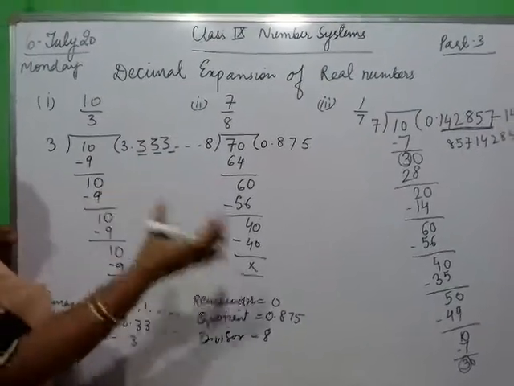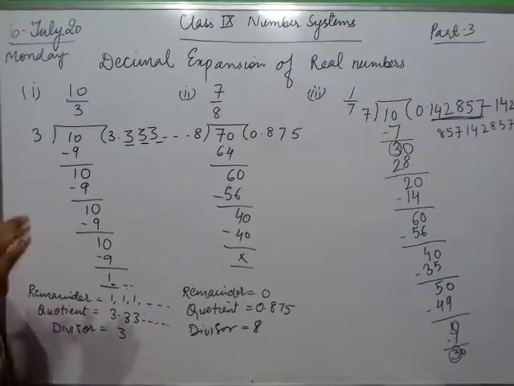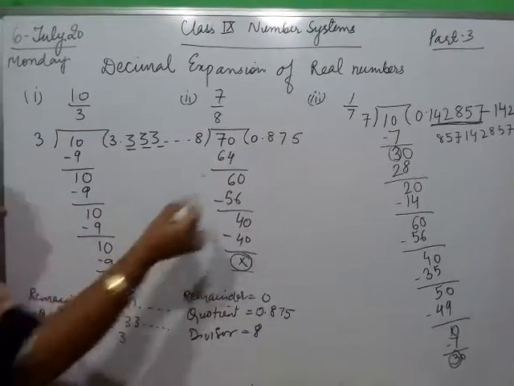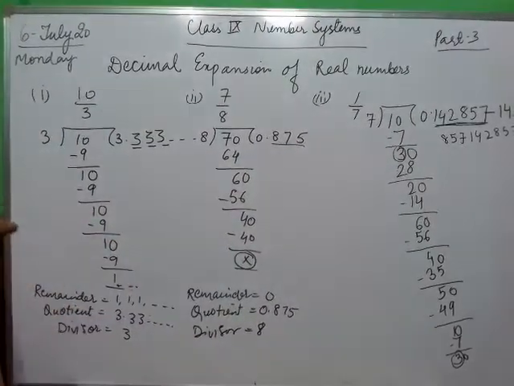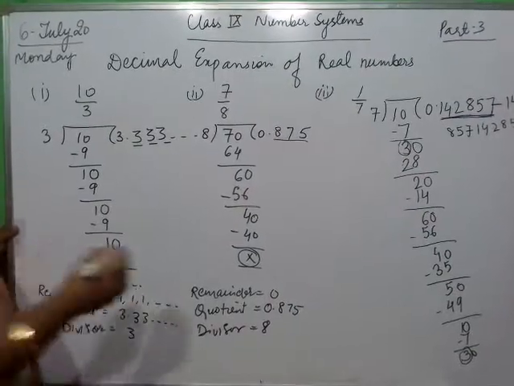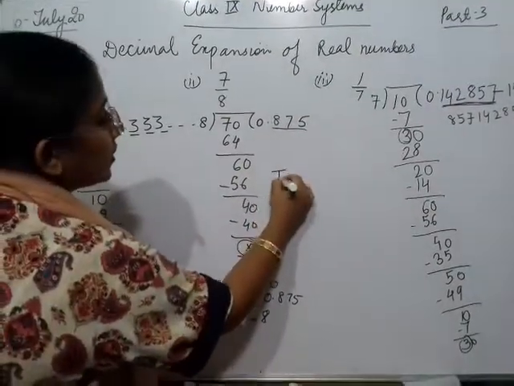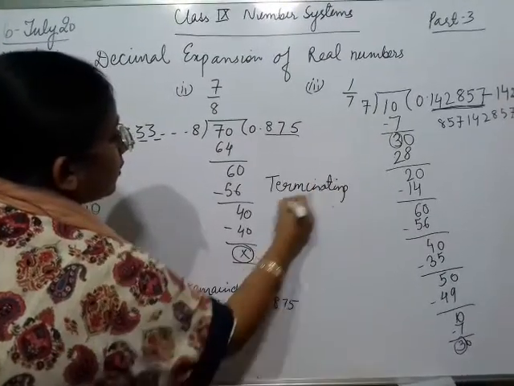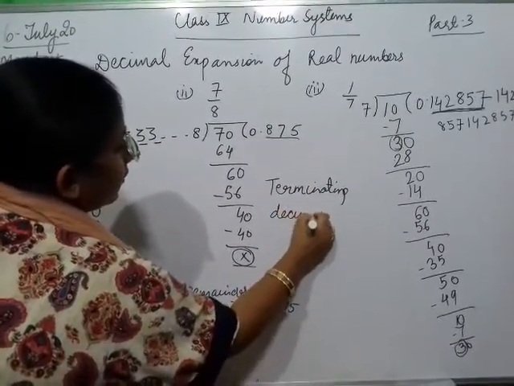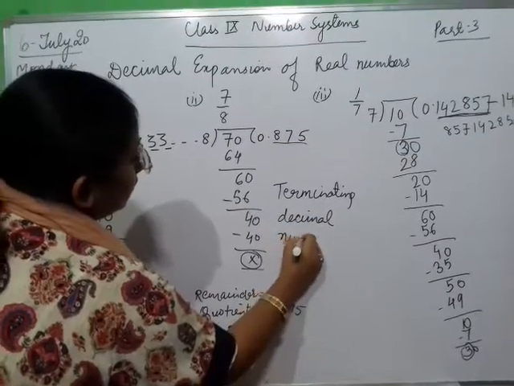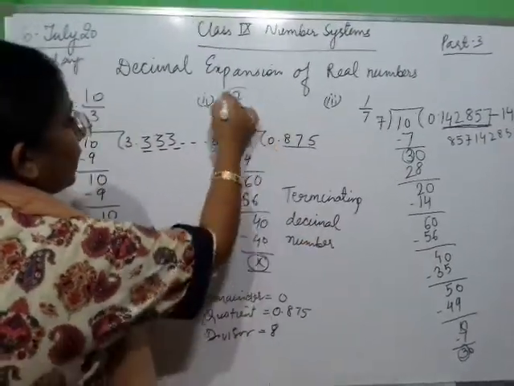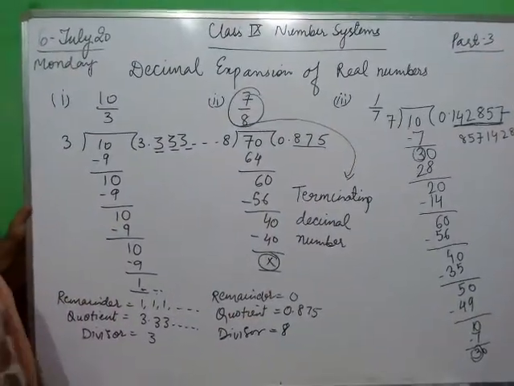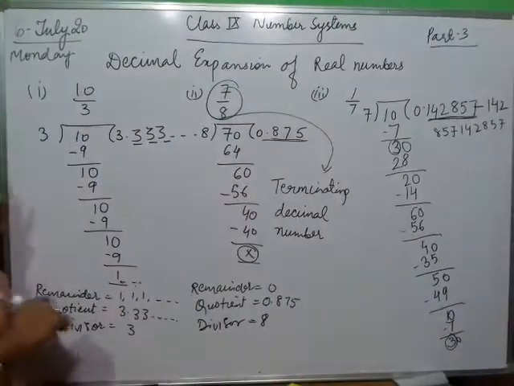So from these 3 examples you might have understood that where the remainder is 0, the digits have not been repeated. Okay. So this is called a terminating decimal number. So 7 by 8 has a terminating decimal representation, that is 0.875.